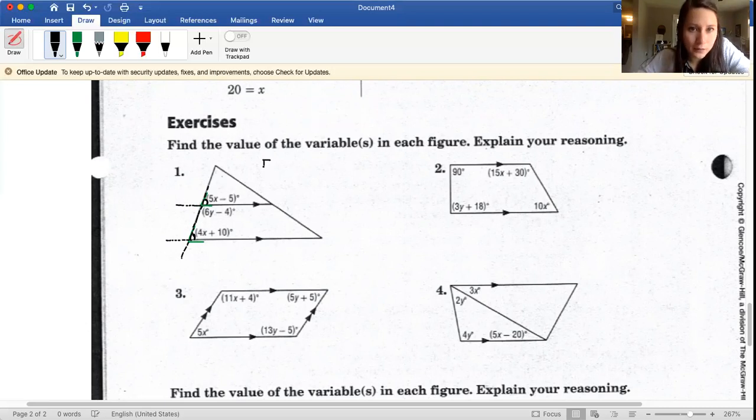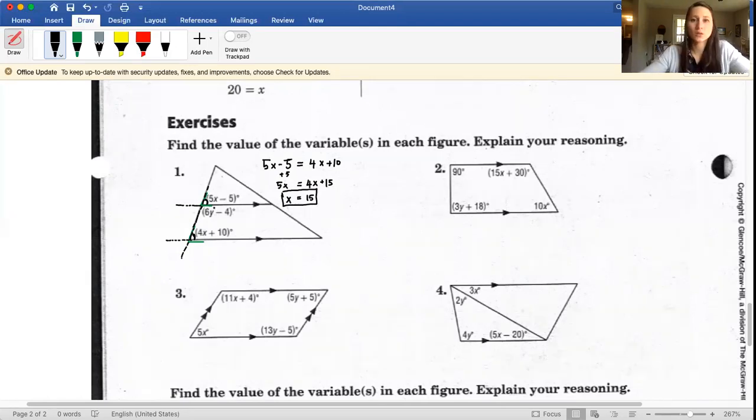So I could say that 5x minus 5 would it be equal to or supplementary to 4x plus 10? Well, they are corresponding angles, right? So corresponding angles means that they are equal. So it equals 4x plus 10. Now I can work this out as an equation. So this becomes x equals 15. So x equals 15. And then now I have this angle down here.